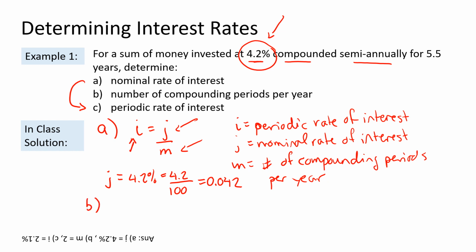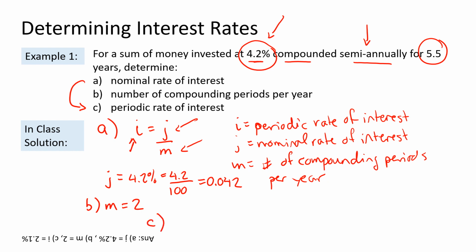For part B, we're looking for the number of compounding periods per year. Now, you see another number in this question, 5.5 years, but that's your total time frame. That's not the number of compounding periods per year. What you're given in the question is that it's compounded semi-annually. That means 2 times per year you're calculating interest. So for B, your number of compounding periods, which is M, is simply equal to 2. The 5.5 years does not come into consideration for this calculation. It comes into consideration for a different one that we're going to talk about next.